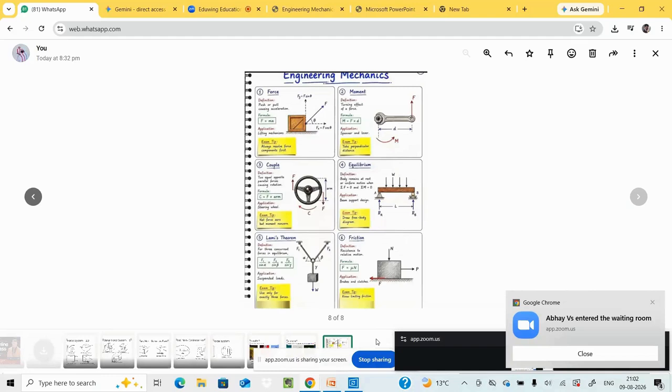So in engineering mechanics, you should know about these particular things. We have studied about the force. Force is nothing but a push or a pull, and moment is there. Are you able to see the diagram? Yes, sir. Anyways, I'll share the notes. I'm just giving the examples now. So force is nothing but a push or a pull. The formula for force is mass into acceleration.